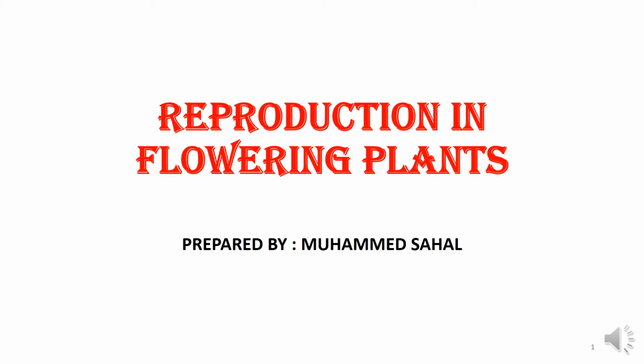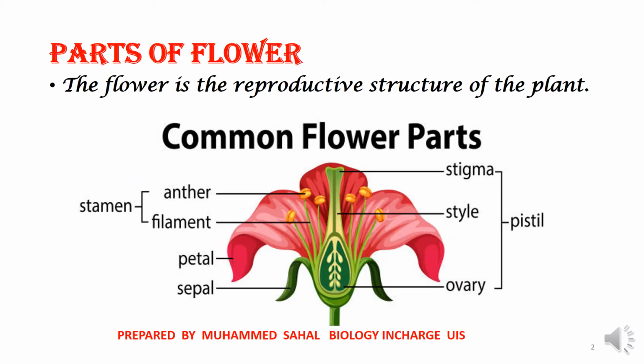Today we are going to discuss reproduction in flowering plants. As we know, the flower is the reproductive structure of the plant. Look at this diagram. It contains the reproductive organs. Many plants have flowers which contain both the male and female reproductive organs. In this diagram, it is clearly shown: stamen, the male reproductive organ, and pistil or carpel, the female reproductive organ.